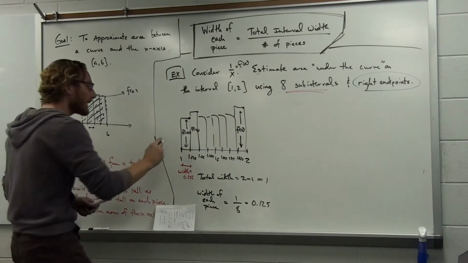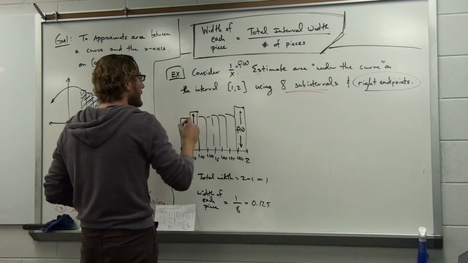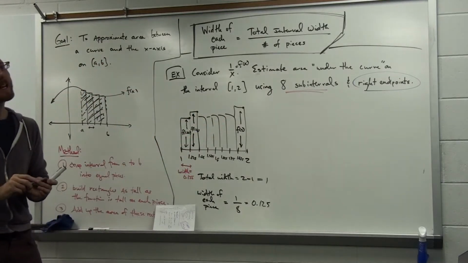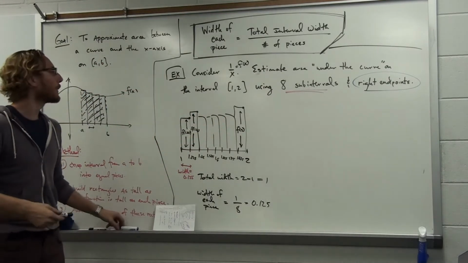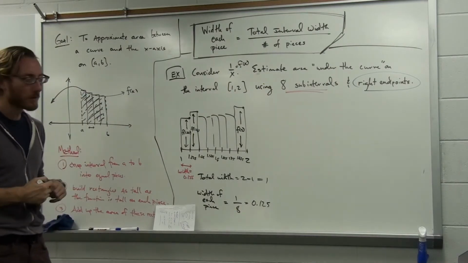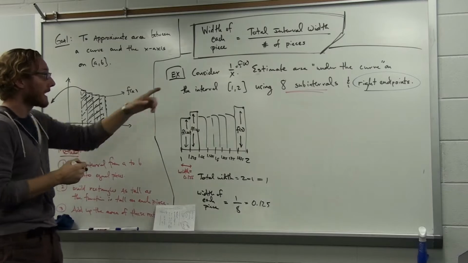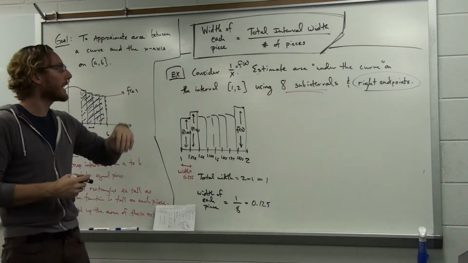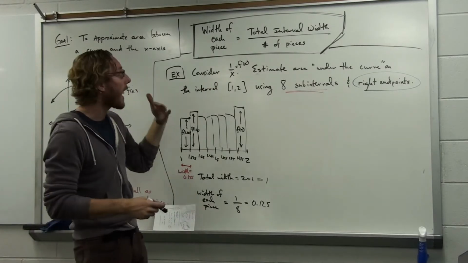And now we can play the game here to determine the area of all these rectangles. It's going to be 8 rectangles. It's going to be a lot of numbers, but we can add them up, get the solution, and then have an estimate for how much area is under a curve, which is kind of cool because this 1 over x curve is actually not straight.